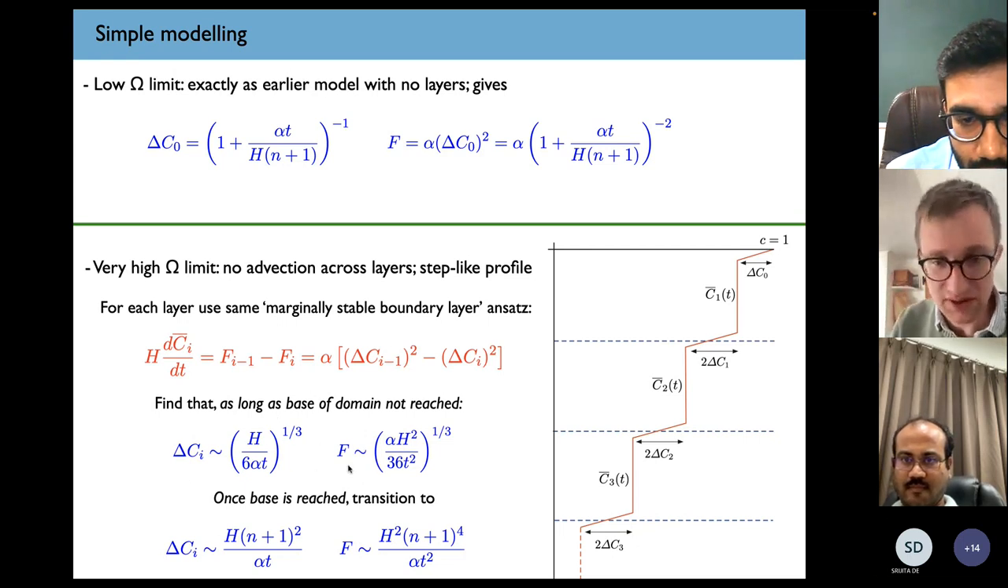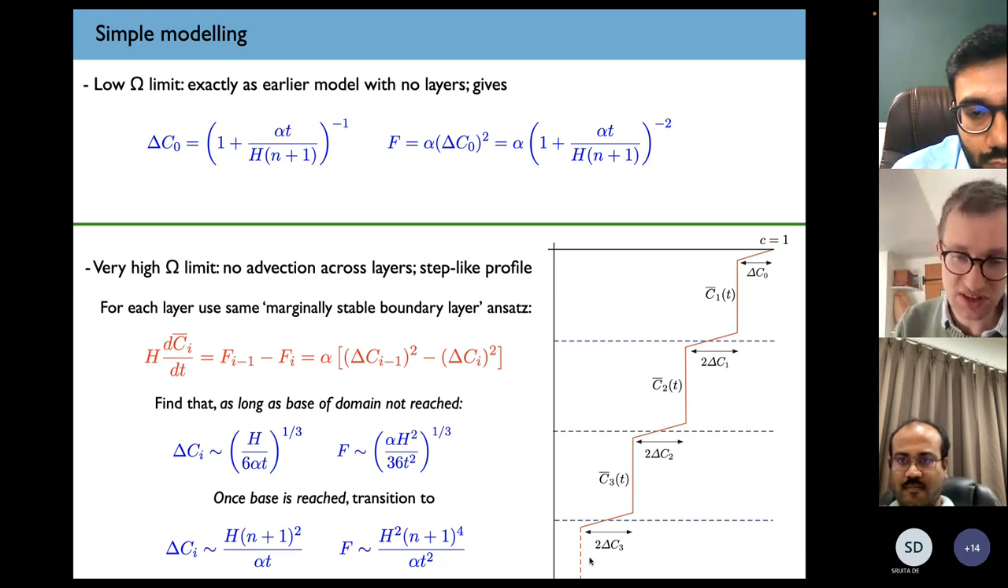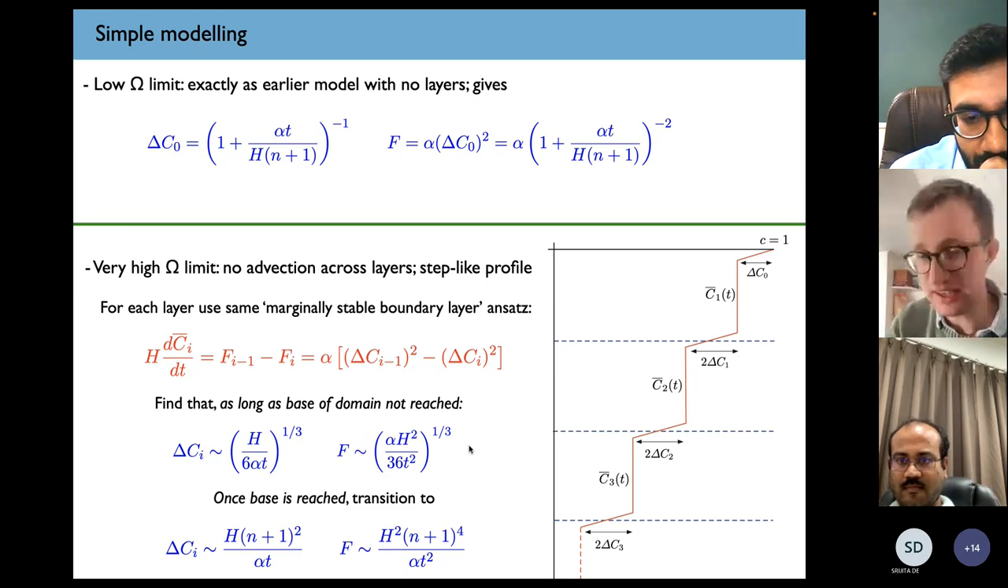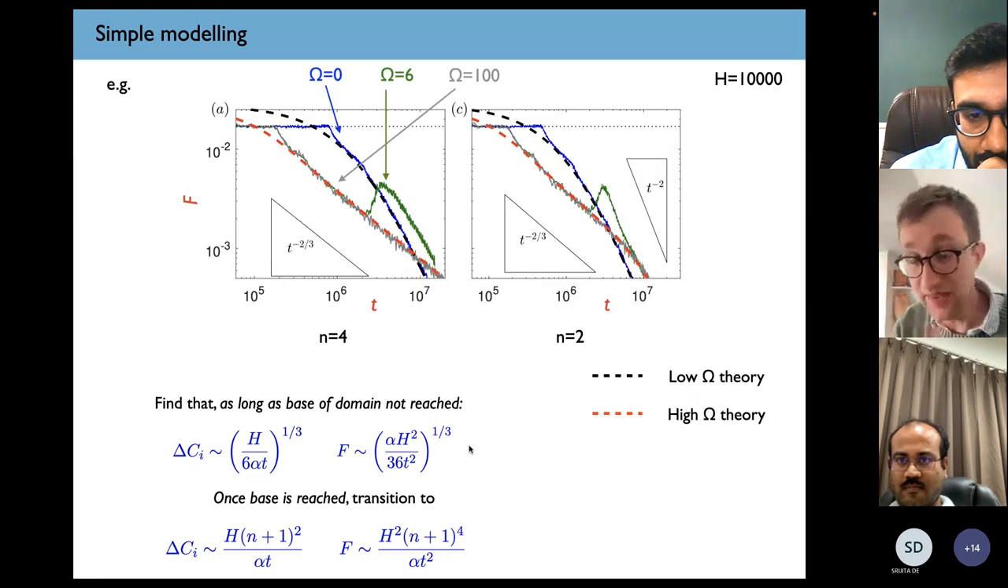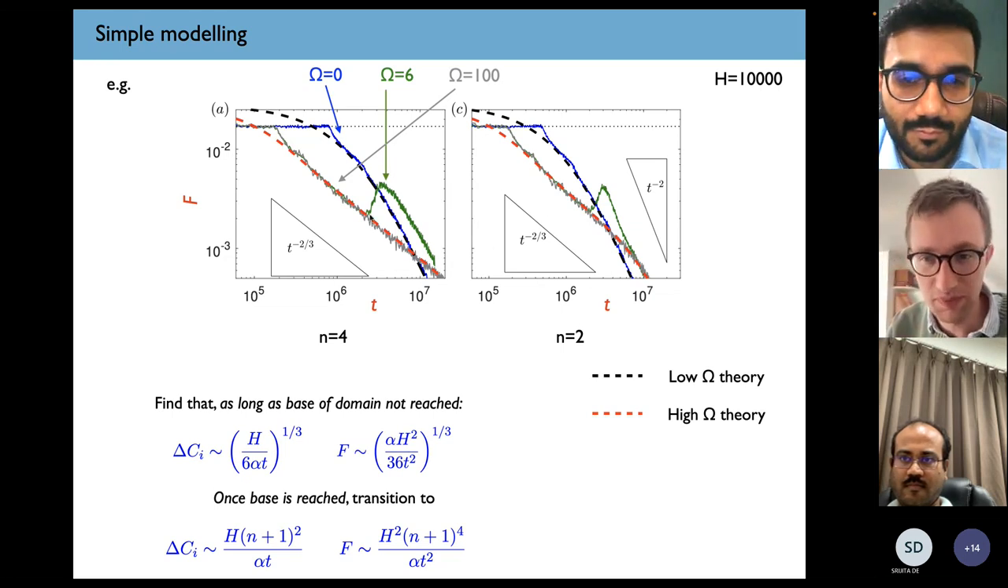You can find that, for example, the flux decays like t to the minus 2/3, whereas up here the flux decays like t to the minus 2, which is much stronger in the homogeneous case. And you've also seen that there's a change once this whole system reaches the base of the domain. If it ever does, you get some slightly different scalings. But basically you can write down what these things do, and these models look very good if you ignore the advective reorganization. So here are the same flux plots. I'm showing a subset of the data I showed before. I'm showing the low omega theory, that's the homogeneous model, and the high omega theory, that's the layered model with no advection across the layers, in red.